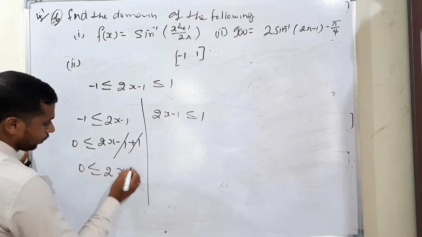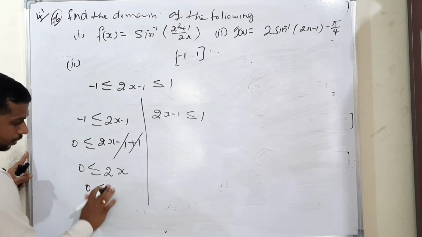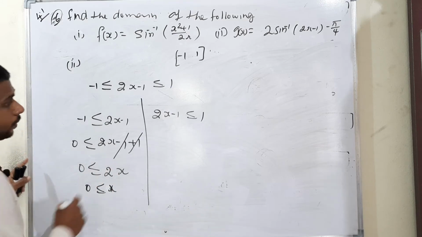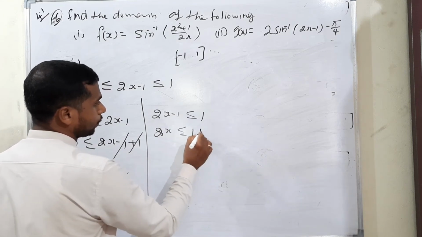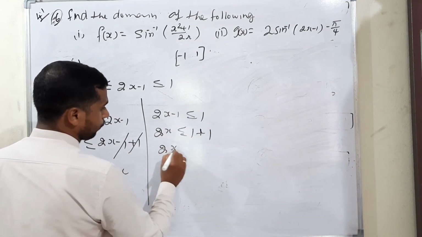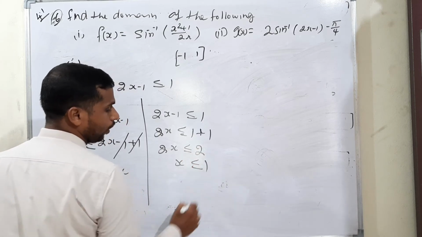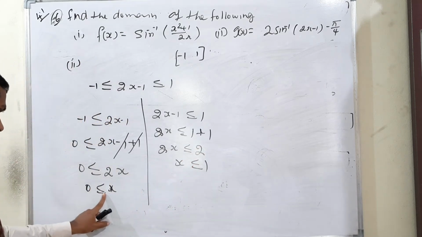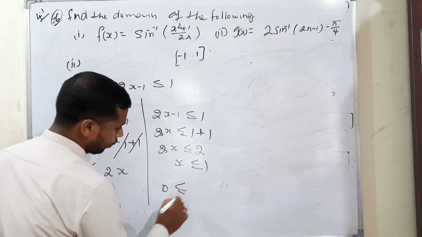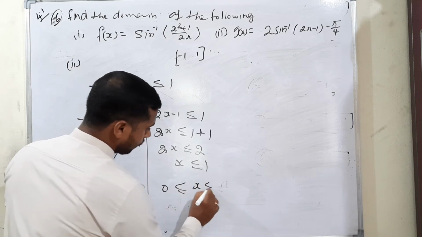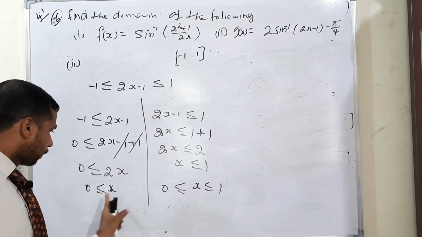0 less than or equal to 2x, so definitely we can say for the first case the value 0 will come. Now the second case, 2x less than or equal to 1 minus 1. Bringing minus 1 to the opposite side means positive 1. Therefore 2x less than or equal to 2, which means x less than or equal to 1 will come. So this is x2 open, this is x2 close. Simply we can say the domain is 0 to 1, because x is closed at positive 1 and open at 0.